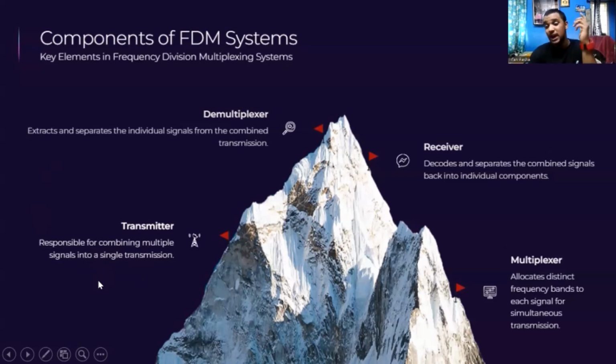What does the transmitter do? There are multiple signals. I told you the sky is full of signals, many signals moving from one place to another. A transmitter plays a vital role where it combines the multiple signals into a unique transmission signal. At the end comes the multiplexer. What does the multiplexer do? The multiplexer allocates distinct frequency bands to each signal for simultaneous transmission.